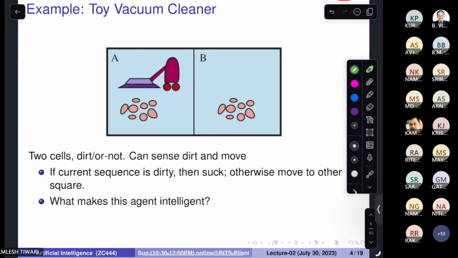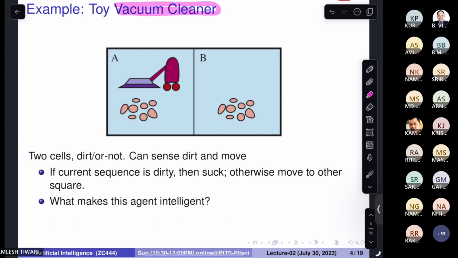Let me give you a real example once again. Here I have a vacuum cleaner agent. This agent has 2 rooms, room A and room B. It has the capacity to go left and go right, and it can also do one more operation, that is suck. And I can say no operation. These 4 operations it can perform.